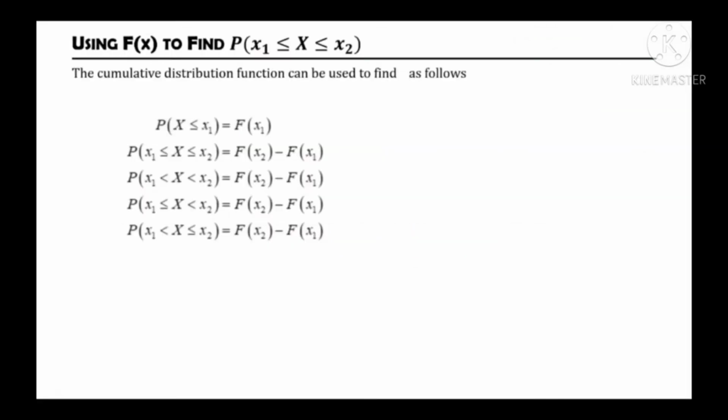Using F(x) to find probability of X. The cumulative distribution function can be used to find probability as follows. Probability X less than or equal to x1 is F(x1). Probability X between x1 and x2 is F(x2) minus F(x1). And notice that whether they are equal or not equal, the result is still F(x2) minus F(x1). So for a continuous random variable, whether the sign has equal or not doesn't matter. We only consider the values x1 and x2.